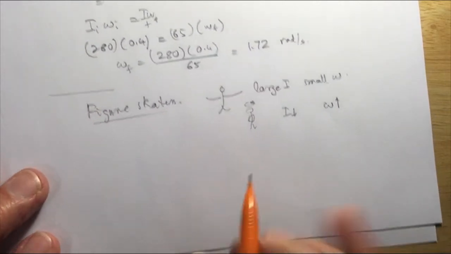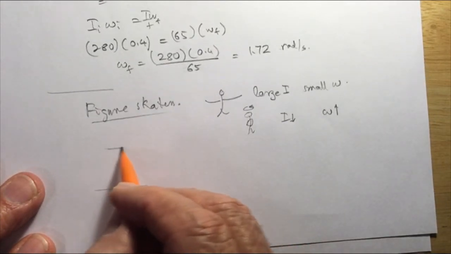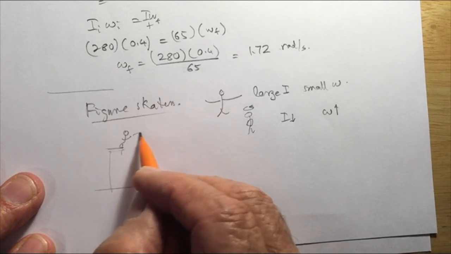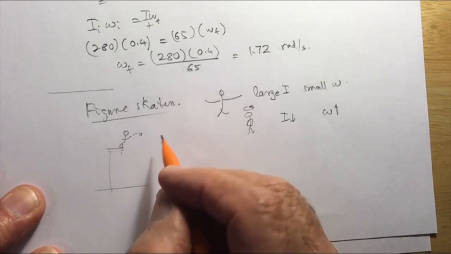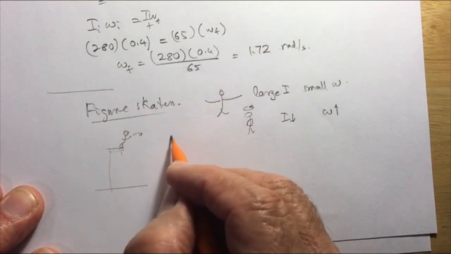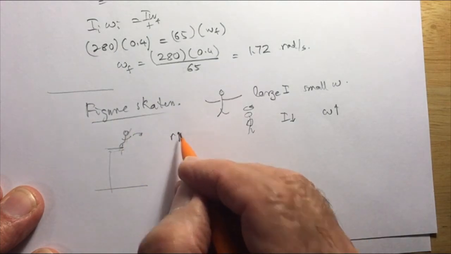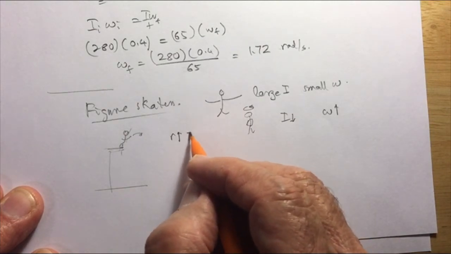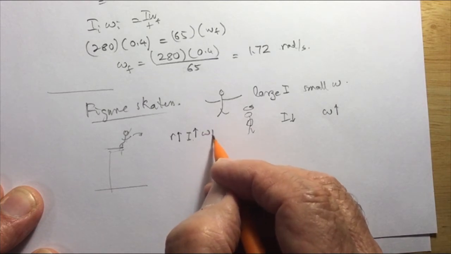The same thing happens with those who jump in the water. We have a person standing here, and they jump into the water, and as they do that, they give themselves a small angular momentum. But in this case, the size of the person is relatively large, which means the moment of inertia is large and omega is small.